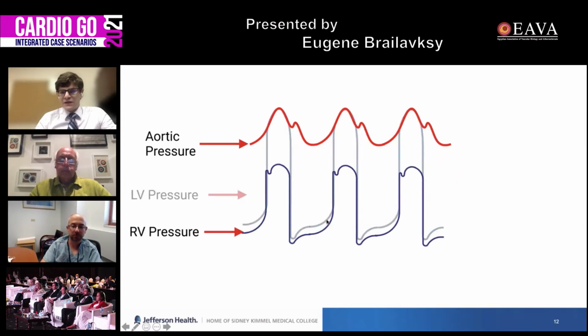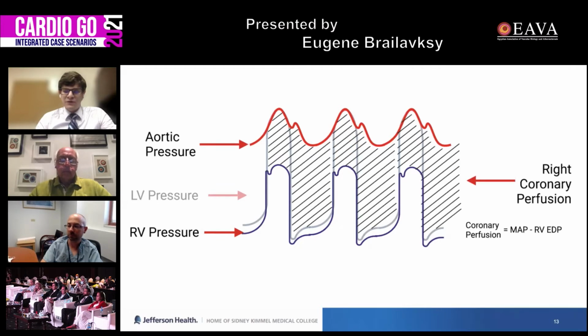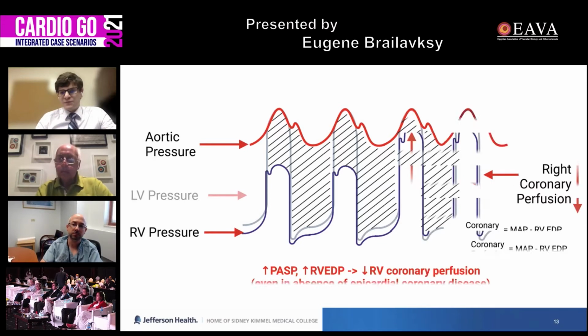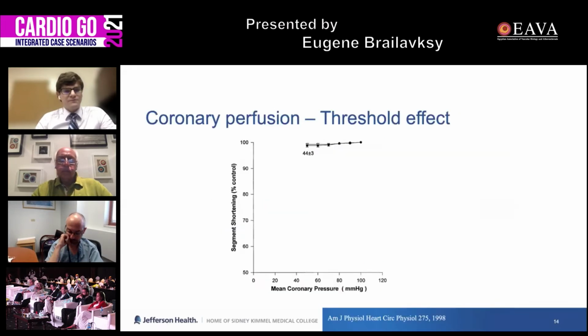On the right side, that's very different because that gradient is maintained throughout. And what happens is that RV coronary perfusion happens in both systole and diastole. But in acute PE, you have an acute rise in PA systolic pressure and an acute rise in RV end-diastolic pressure, and you can have decreased RV coronary perfusion even in the absence of epicardial coronary disease. That leads to early decompensation and really starts the circle of death, as we call it.